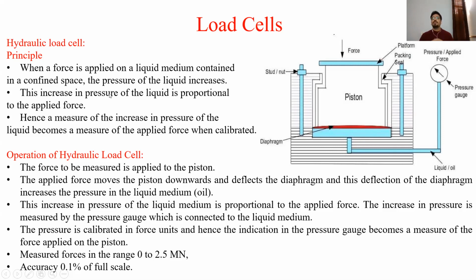Now, if you want to measure the force, then what will happen? If you apply the force which is to be measured on this platform, this piston will get deflected and will compress this diaphragm. So this diaphragm will get deflected with the application of this force on this piston, due to which this liquid filled area is affected. So due to the compression of the diaphragm, the pressure on this fluid will change, and this pressure change will be shown by this pressure gauge.